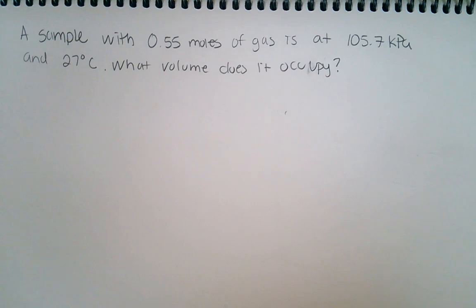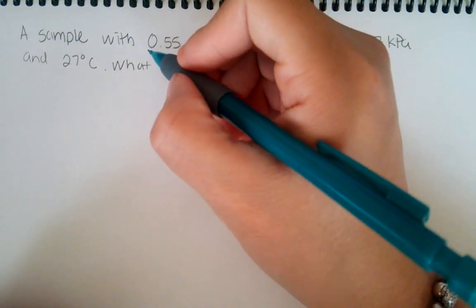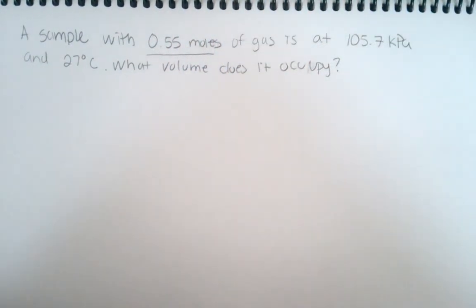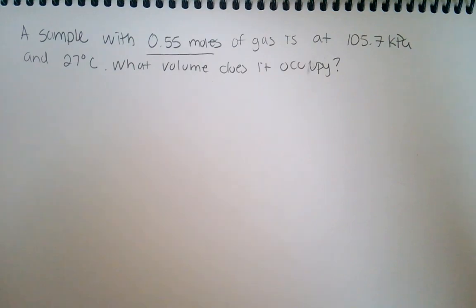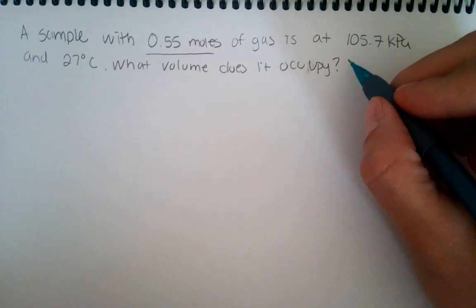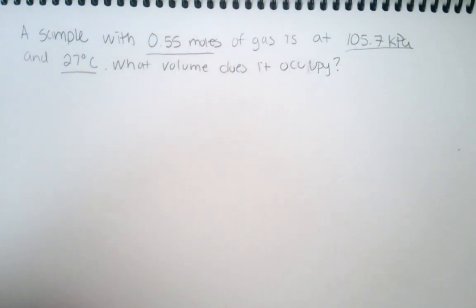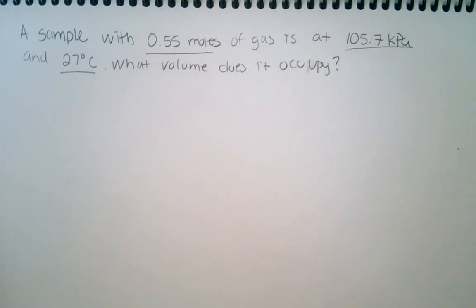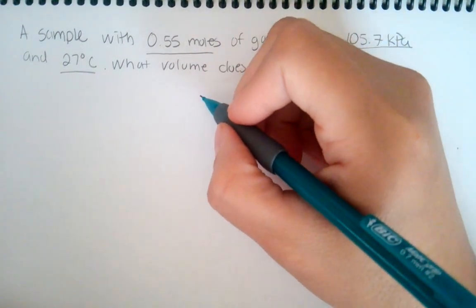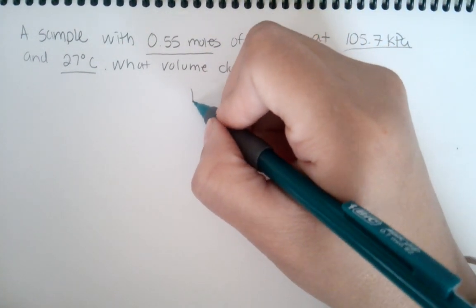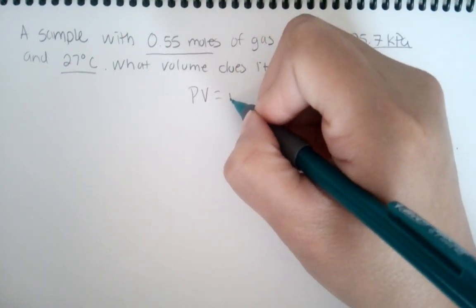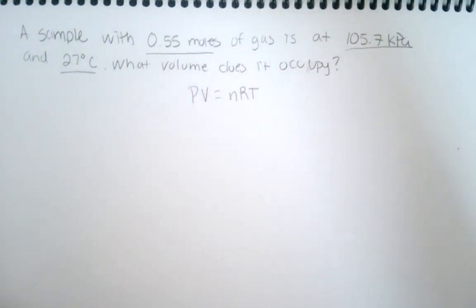It is a one-time situation, just at one instance. So still same thing, you always highlight the numbers that you're given along with the units so you know what you're using. We are using 0.55 moles, we are using 105.7 kilopascals, we are using 27 degrees Celsius. So we have three numbers. And what does the equation for ideal gas law look like? So it's P times V equals nRT.